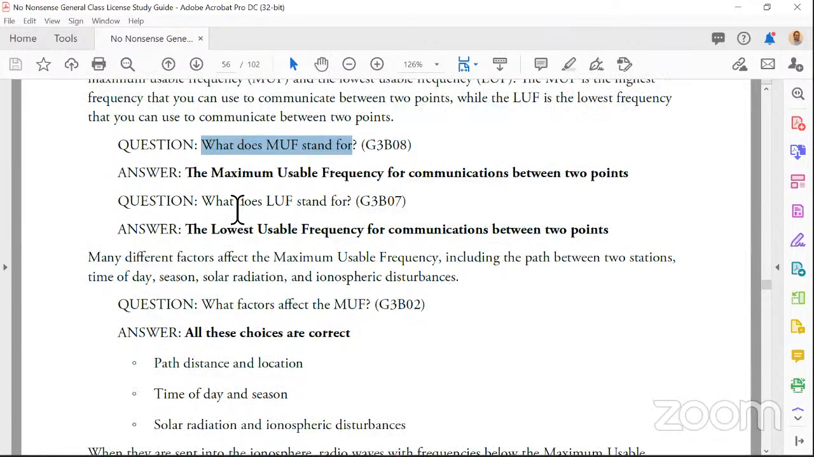So maximum. You probably guessed what the next question would be. What does the LUF stand for? Well, if the MUF is the maximum usable frequency, the LUF is the lowest usable frequency for communications between two points. In other words, if you use a frequency below the lowest usable, you will not be successful as an amateur radio operator in communicating with another radio operator because your frequency is below the lowest usable.